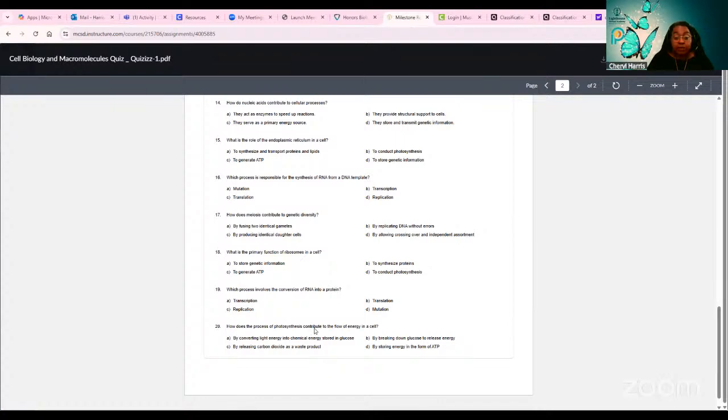How does the process of photosynthesis contribute to energy flow in the cell? And that's going to be A, by converting the light energy into chemical energy stored in the glucose. Okay, again, photosynthesis cannot happen without light.